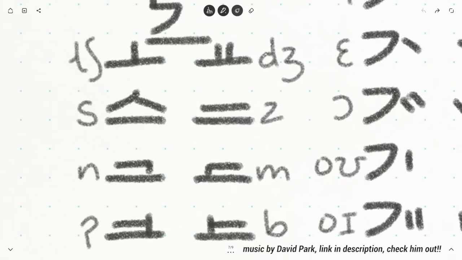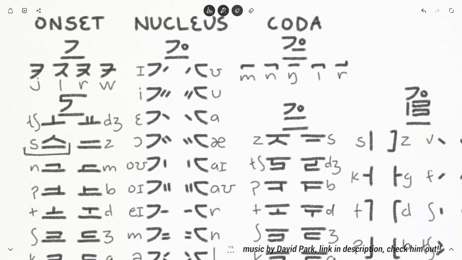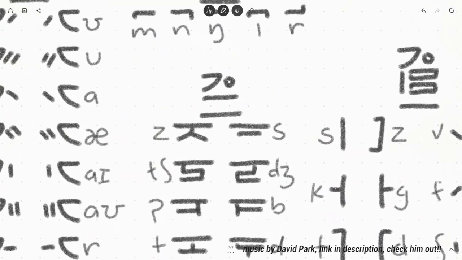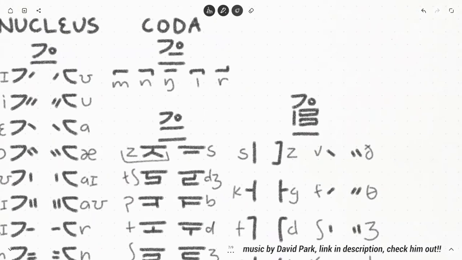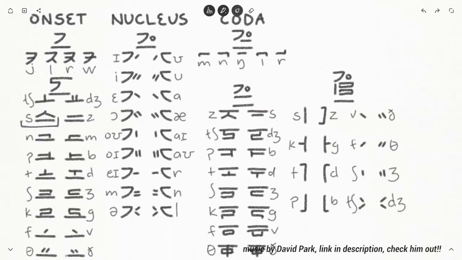As an example, I have s to mean this if it's in the onset, but this means z if it's in the coda. So in the coda, the s looks like this. If you hate that, just change it. Write it differently. But that's what I like.